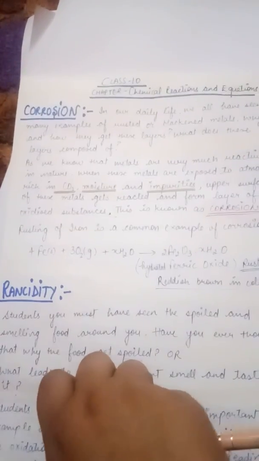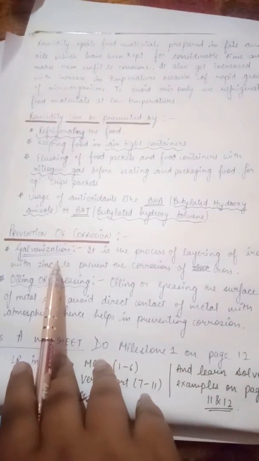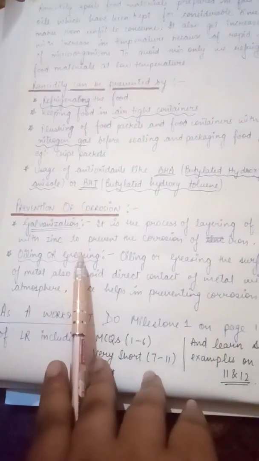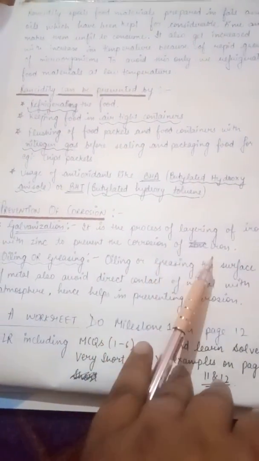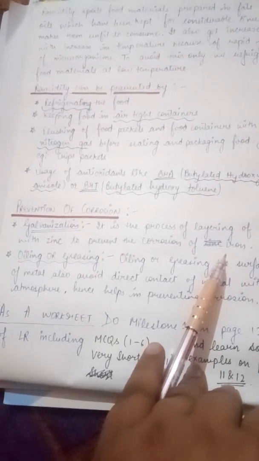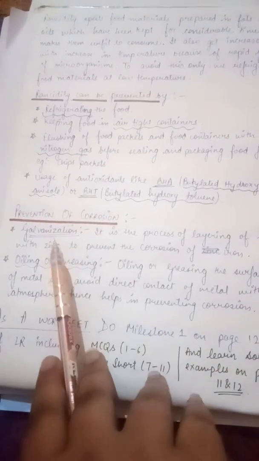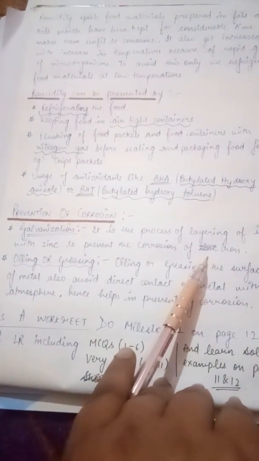Now, how can we prevent corrosion? Corrosion can be prevented in a very familiar way, that is galvanization. Now, what is galvanization? Galvanization is the process of layering iron with zinc to prevent the corrosion of iron. Zinc is more reactive than iron, so its layer is put on the iron to prevent it from rusting.